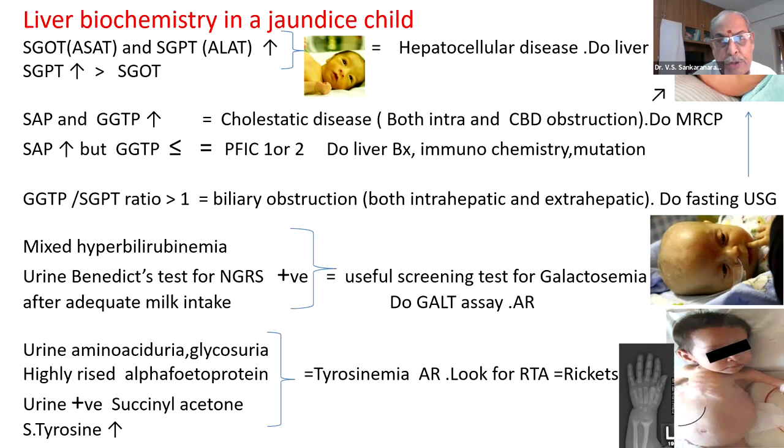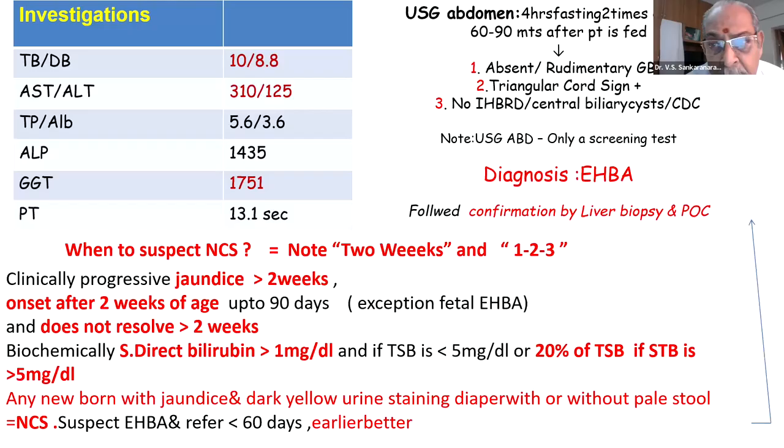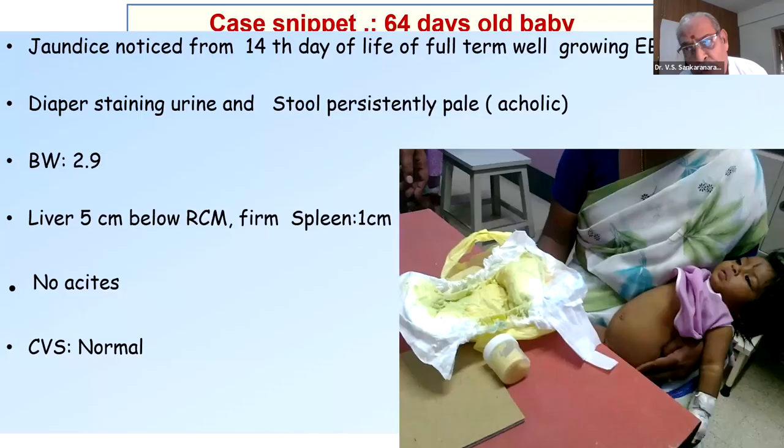One beauty in suspecting either galactosemia or tyrosinemia in our setup is that these children will go into liver cell failure very early. One of the causes of neonatal jaundice with liver cell failure, if you are asked, always think of galactosemia or tyrosinemia or other metabolic conditions. Tyrosinemia can be associated with rickets.